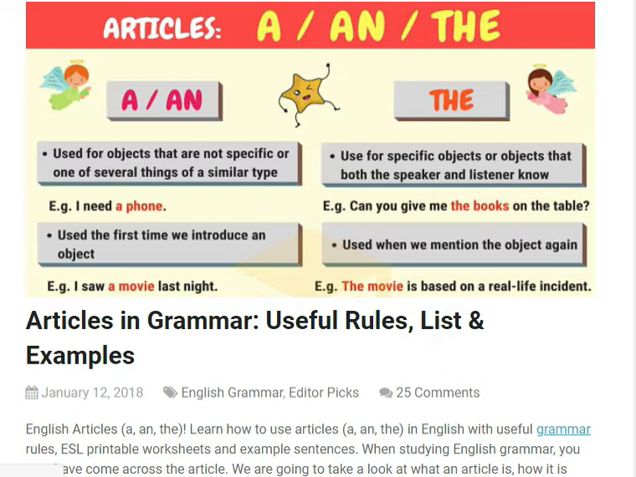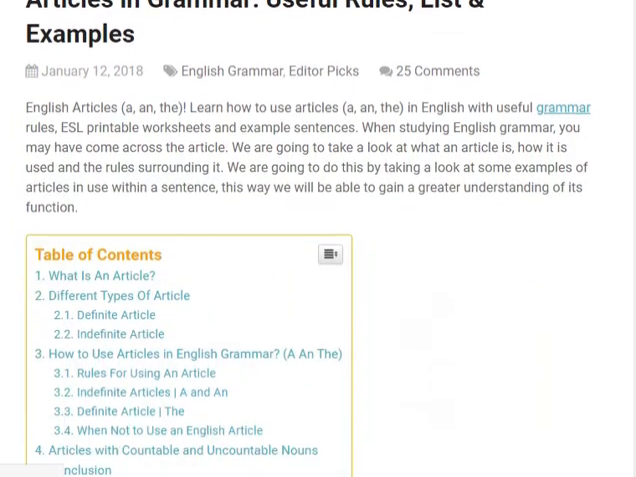So we have an example for the first one. I need a phone. And an example with the: can you give me the book on the table? So we use a the first time we introduce an object. Example, I saw a movie last night. And the is used when we mention the object again. The movie is based on a real life incident. So I hope you get the meaning here, the difference between them both.